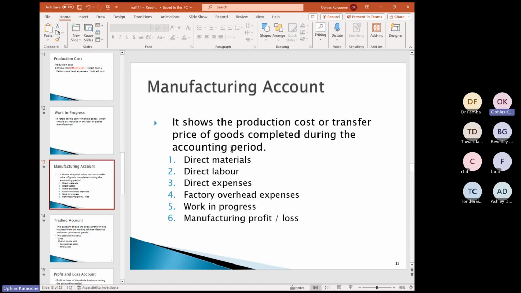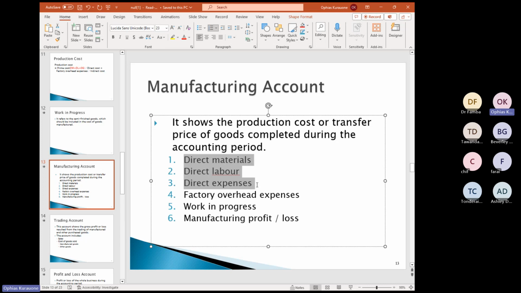Okay, let's look at the manufacturing account. It shows the production cost or transfer price of goods completed during the accounting period. For example, you've got direct labor, direct materials, and direct expenses. All these three, that is what we call the prime cost, or direct cost.